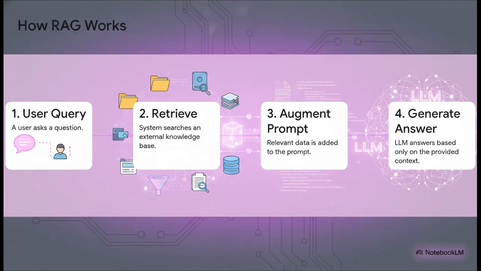And the way it works is actually pretty brilliant. It's a simple four-step dance. One, you ask a question. Two, the system instantly searches an external database. This could be the internet, or better yet, your company's private documents. Three, it finds the most relevant chunks of info and secretly stuffs them into your prompt. And four, it tells the LLM, hey, answer this person's question, but only use these facts I just gave you. It's like an open book test for the AI.